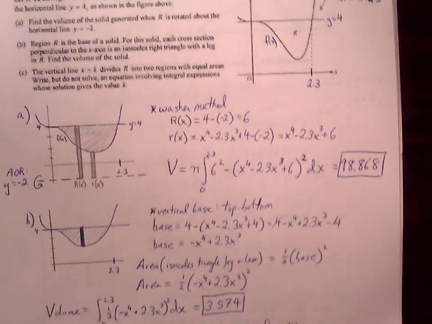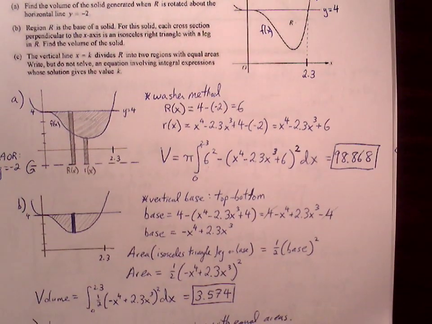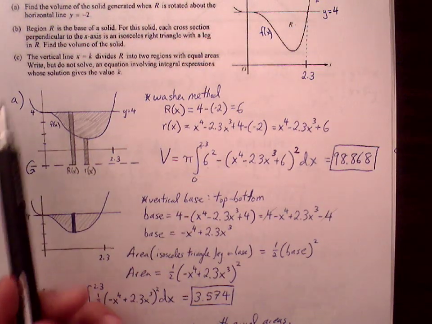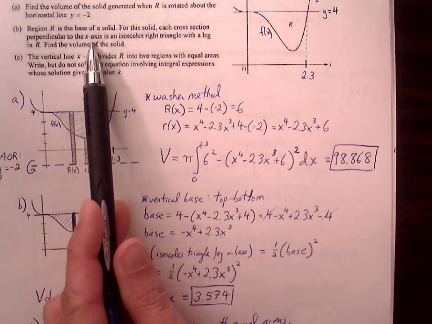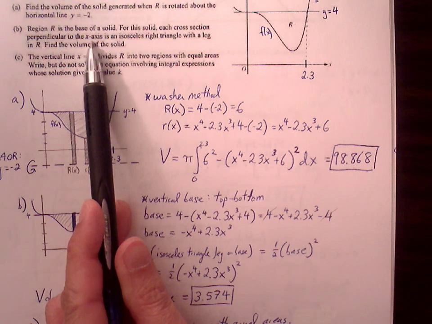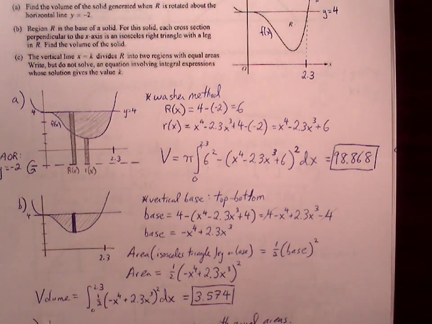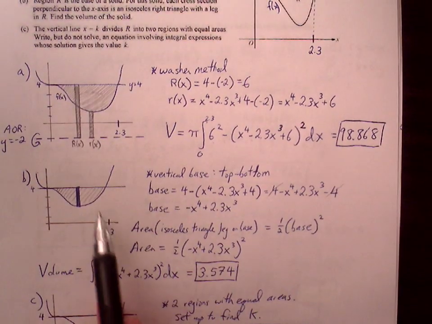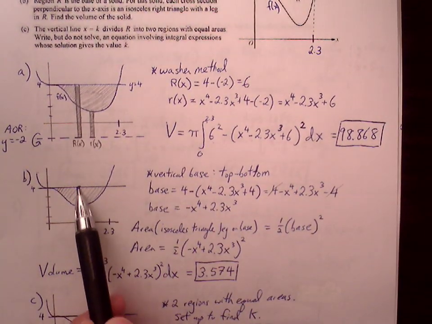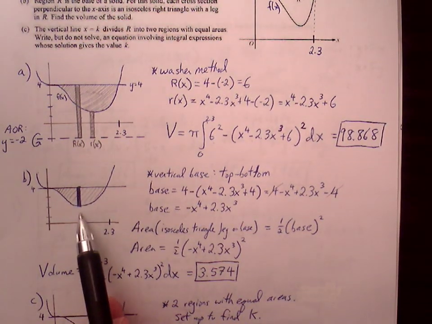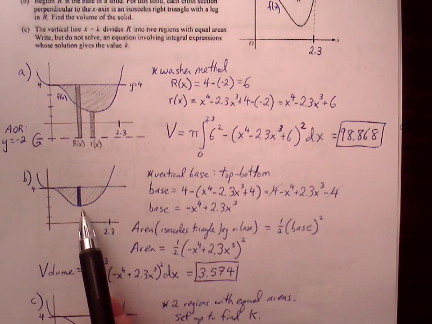For part B, region R is the base of a solid. Each cross-section is perpendicular to the x-axis. So let's think about this. The x-axis is horizontal, so perpendicular to horizontal must be vertical. So we know that our base length is going to be vertically drawn. So we do top minus bottom. The top of my base length is sitting at the 4. The bottom is sitting at the polynomial.